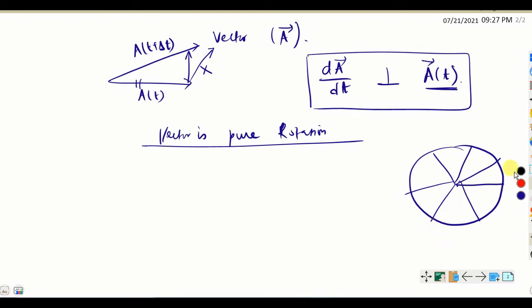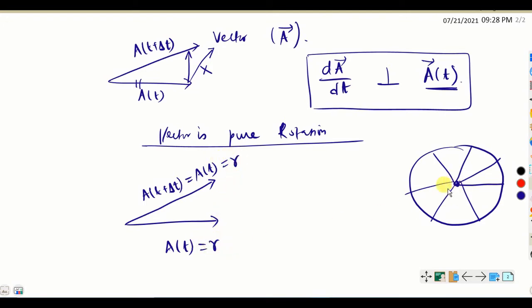So the pure vector means that if this vector A of t is there, then after the evolution, A of t plus delta t will be the same in magnitude as A of t. That means it is like a radius vector, where the length of the vector is not at all changed.